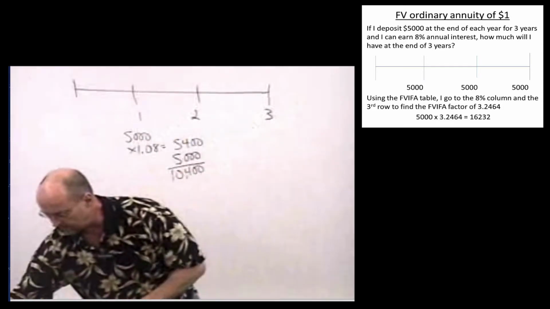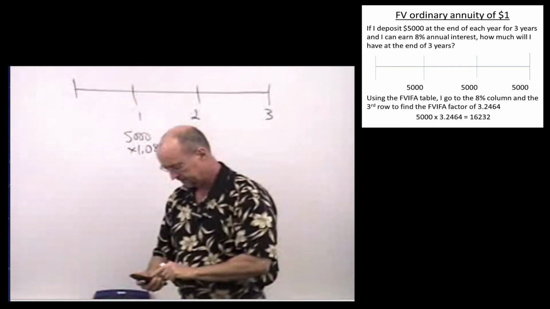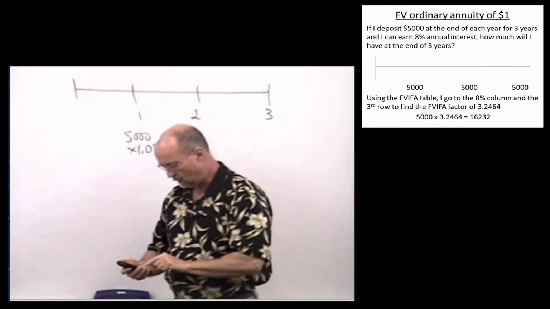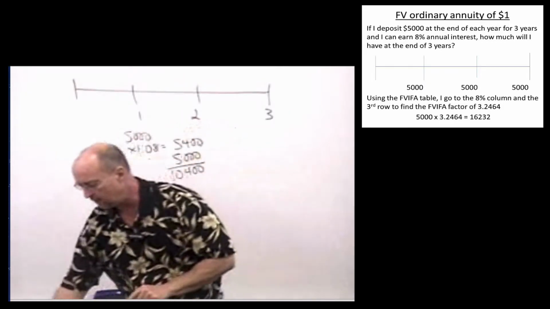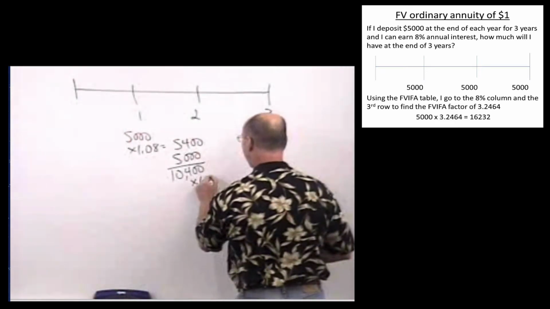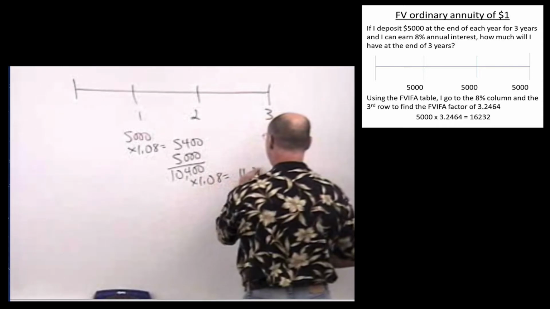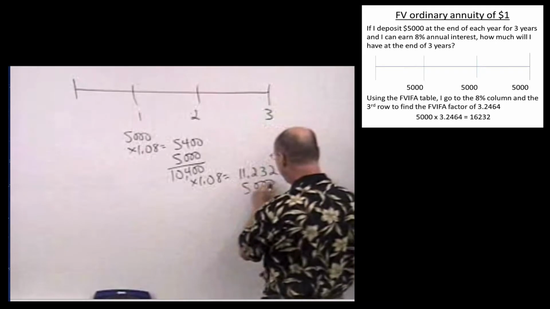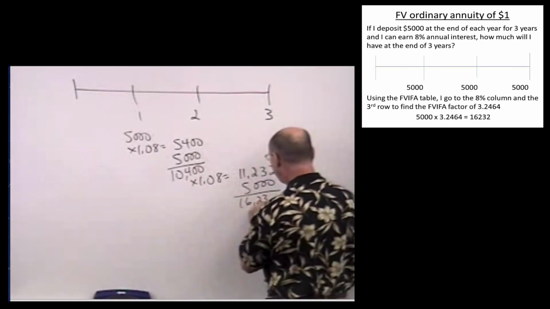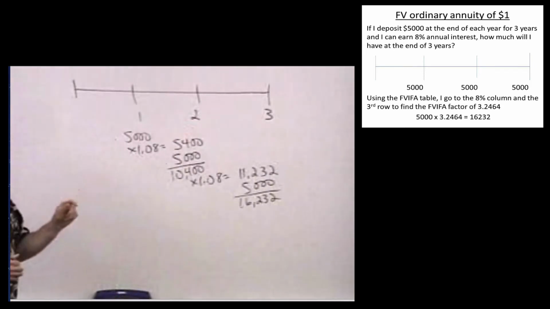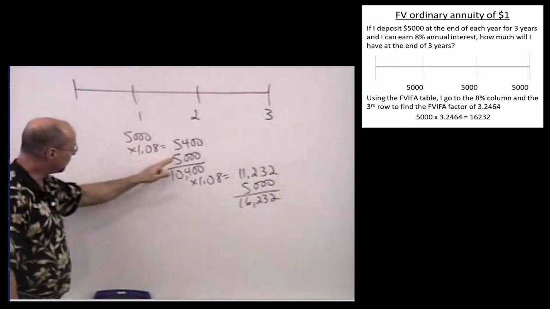I'm going to need a calculator for this. So $10,400 times 1.08. At the end of the second year, I'll have $11,232. And then at the end of the third year, I'm going to add my final deposit of $5,000, and there's my $16,232.